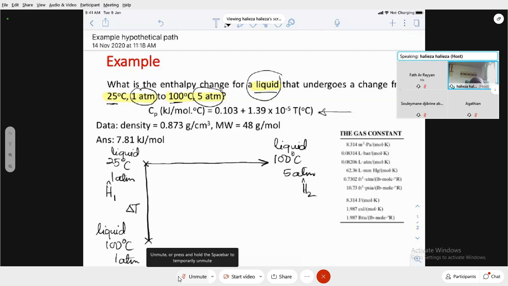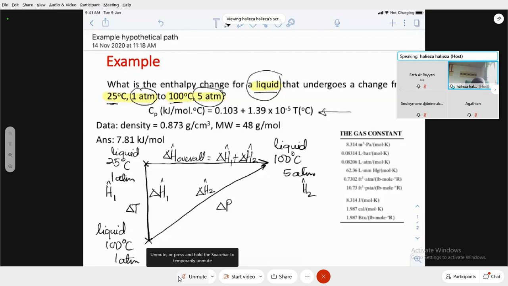Now you already got 100. Your final state is 100. You just need to change to 5 atm. So this is going to be a change of pressure. So now your overall enthalpy change is going to be delta enthalpy 1 for the first step, which is the change of temperature, and the enthalpy change for the second one, which is the change in pressure. So this is going to be delta H1 plus delta H2. Okay, so the overall is going to be that.